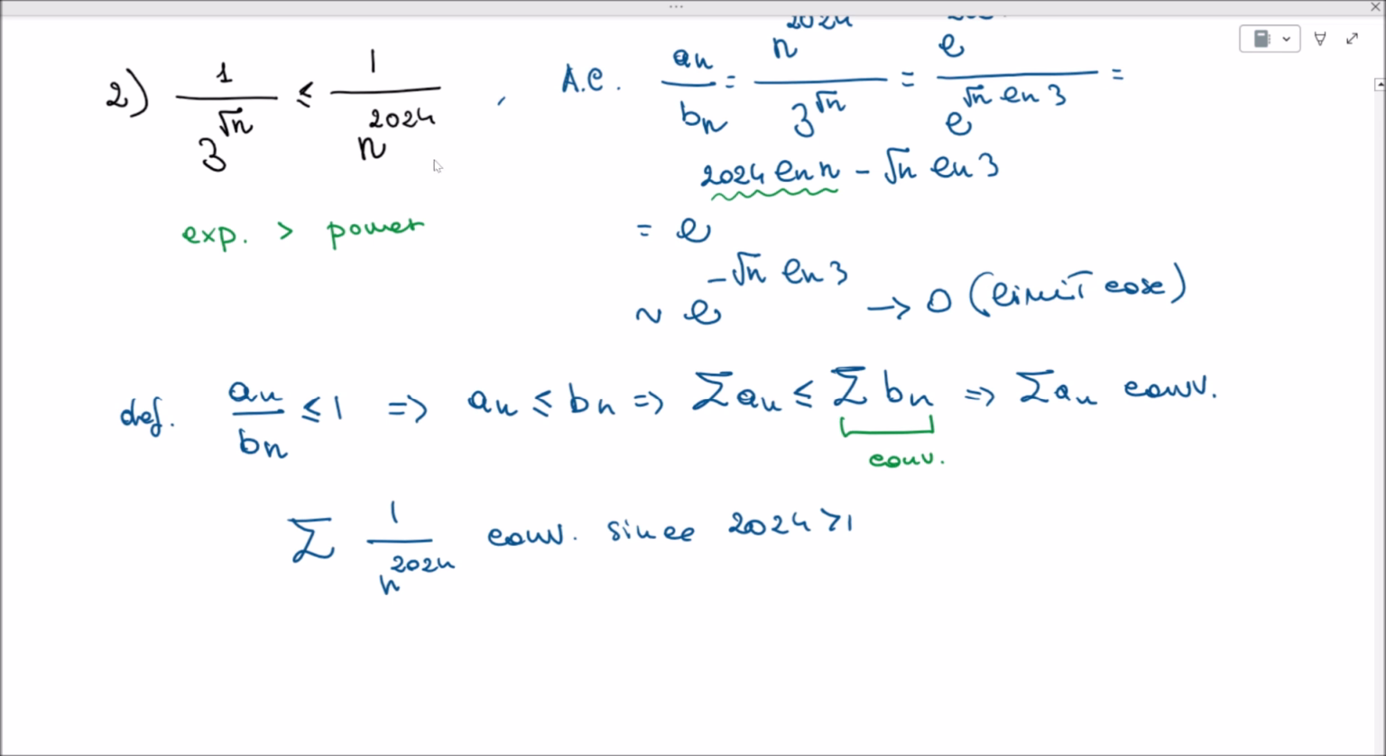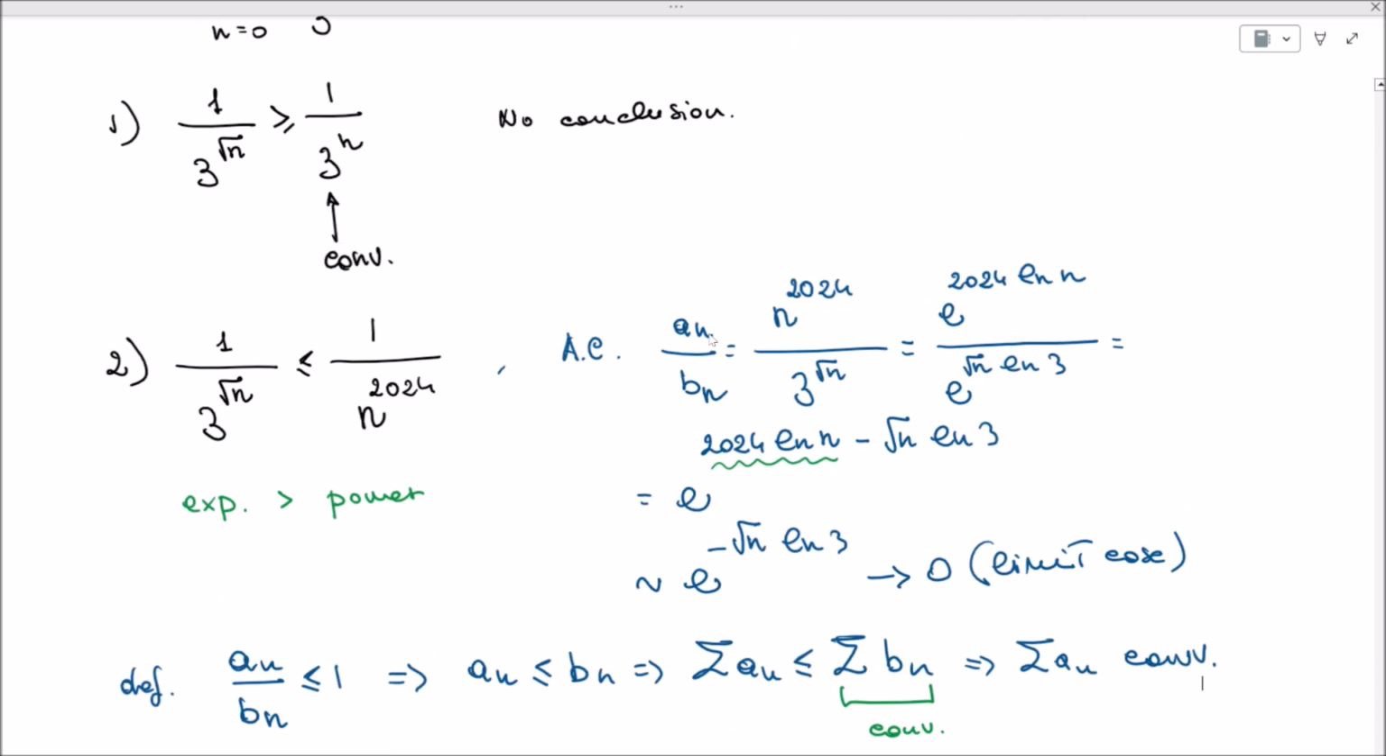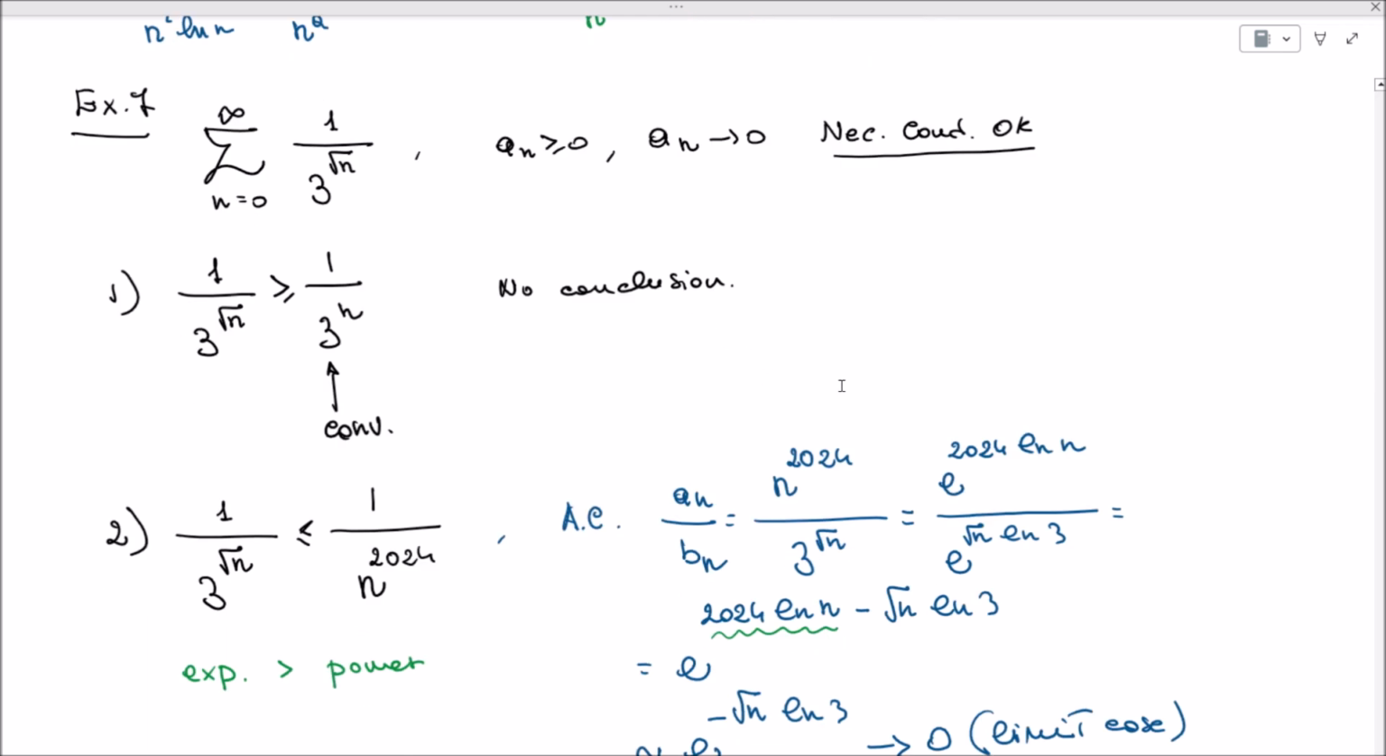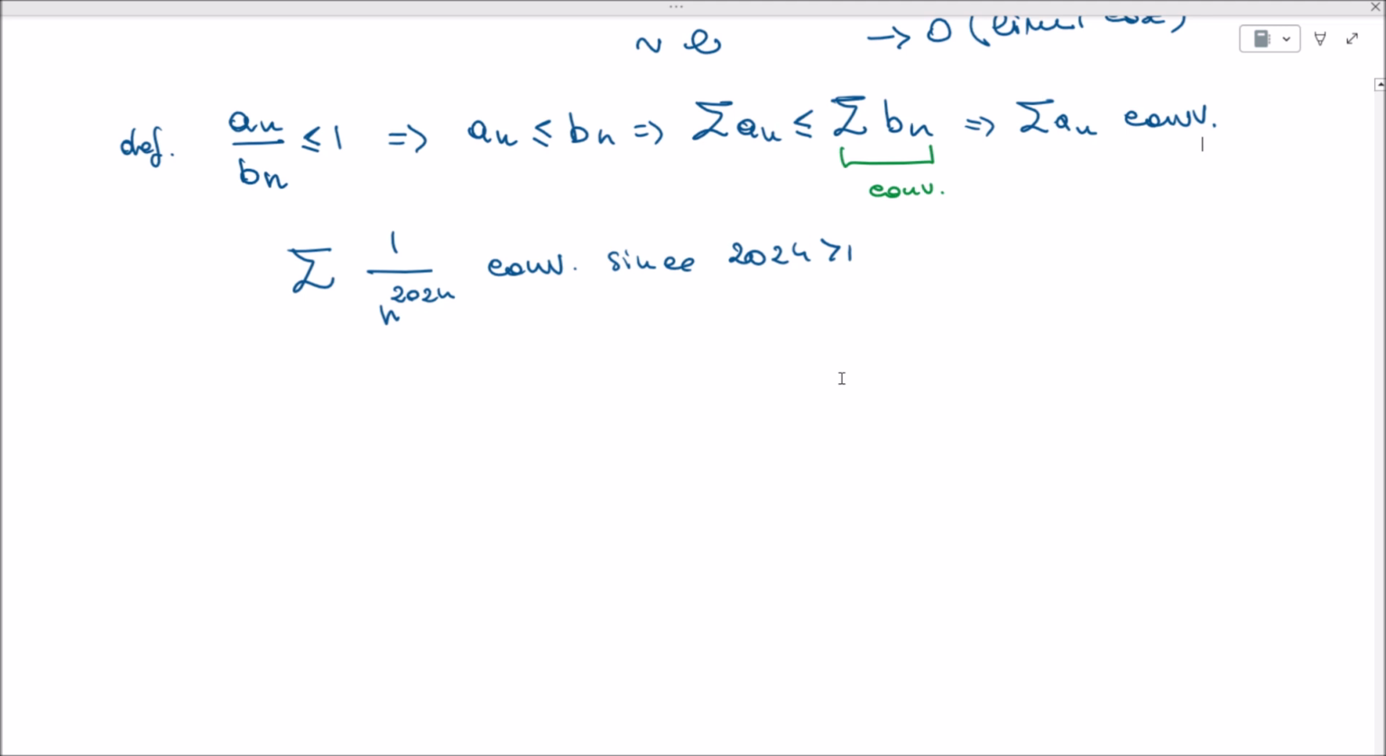We might wonder, could we have done the same with the root criterion, because we have an exponent? So we might wonder if that is possible. Well, let's have a go with this. Let's see with the root criterion.